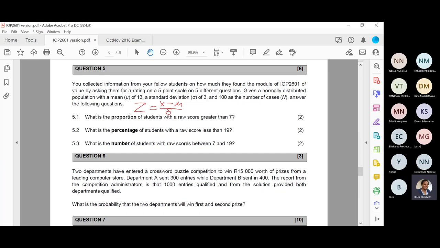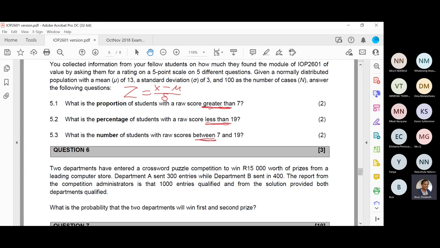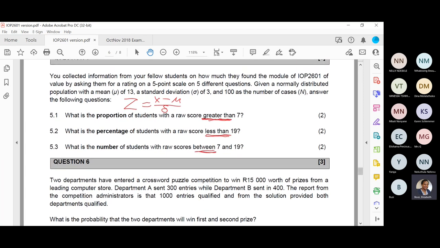The other thing you need to take into consideration when you answer the question is the greater than sign, or the less than sign, or the between. So that you need to take into consideration. Okay, so how do you answer 5.1? How will we answer 5.1?